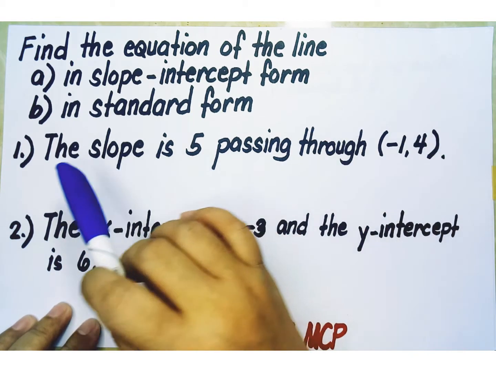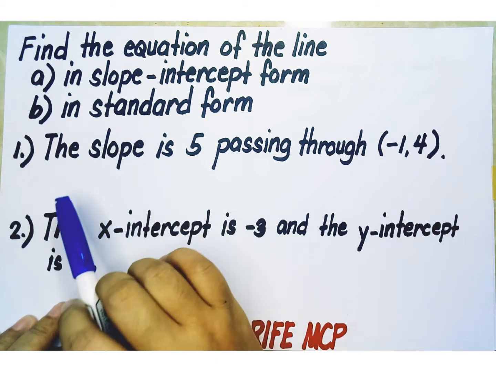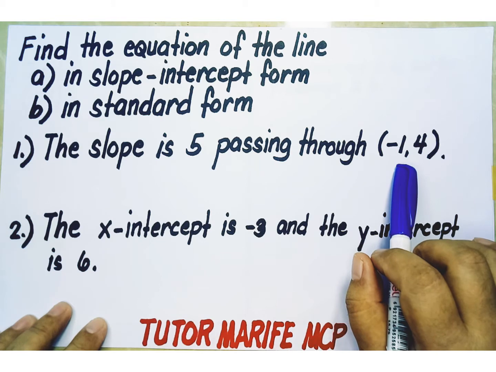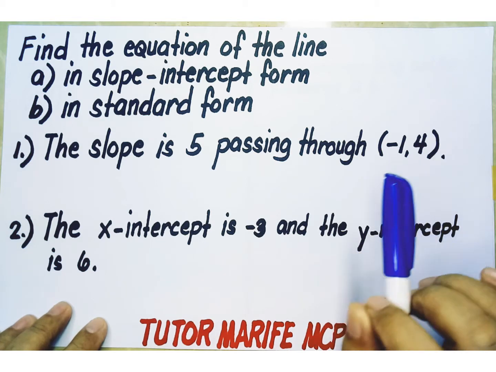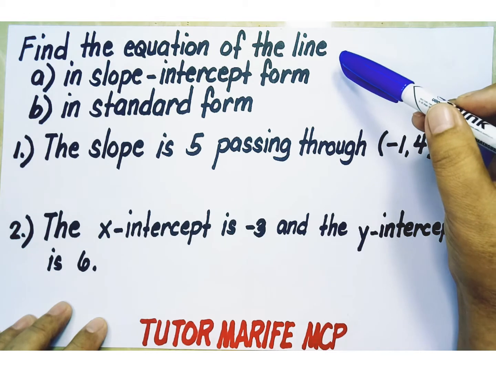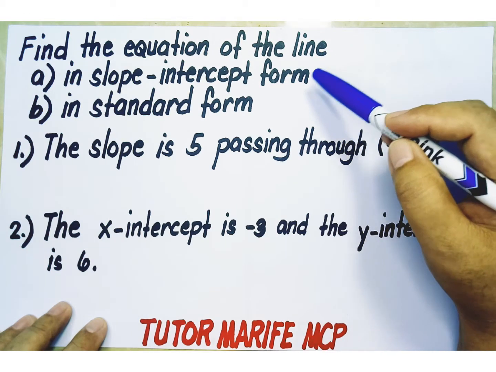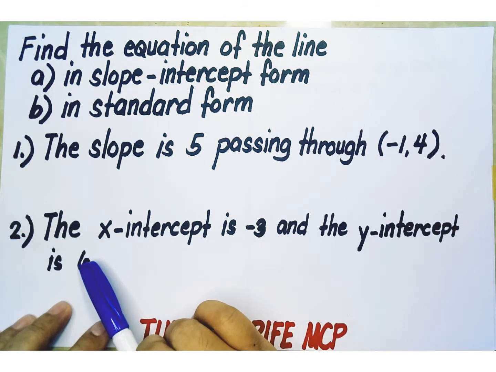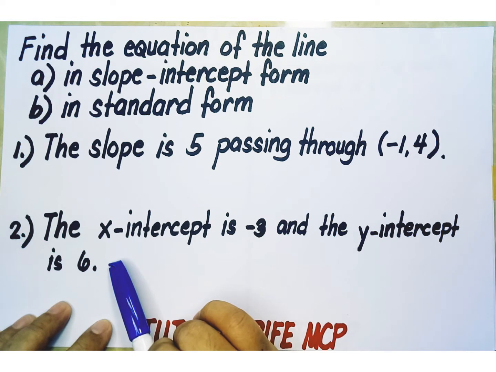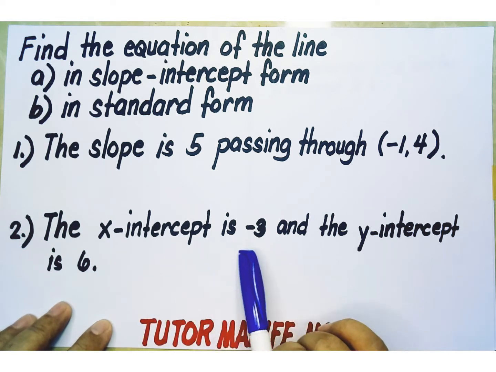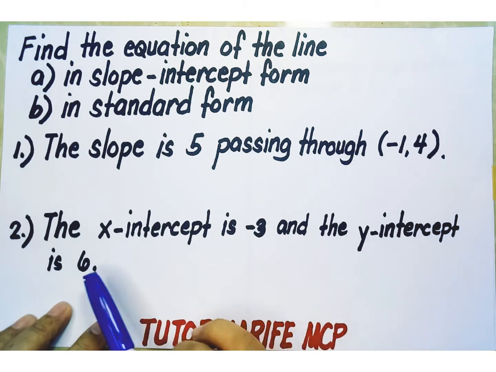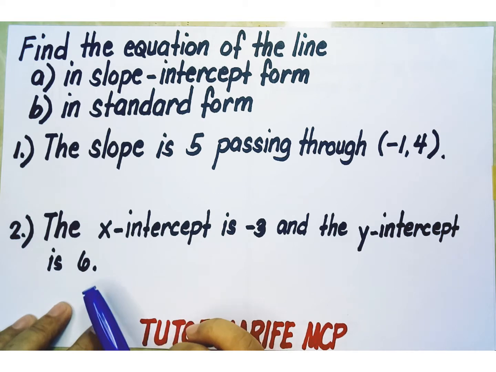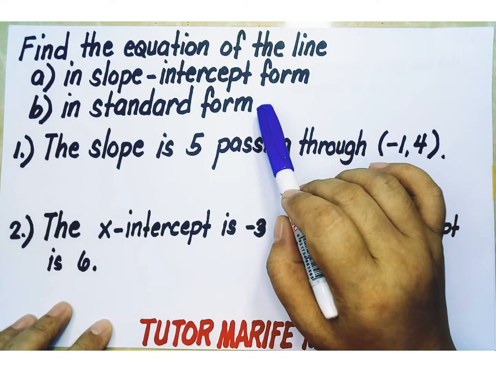So our first problem is to find the equation of the line if the slope is 5 and it passes through the point (-1, 4). Okay. And we're going to express our answer in slope-intercept form and in standard form. For number 2, the given set of information is the x-intercept, which is -3, and the y-intercept, which is 6. And we also have to write our answer in slope-intercept form and in standard form.